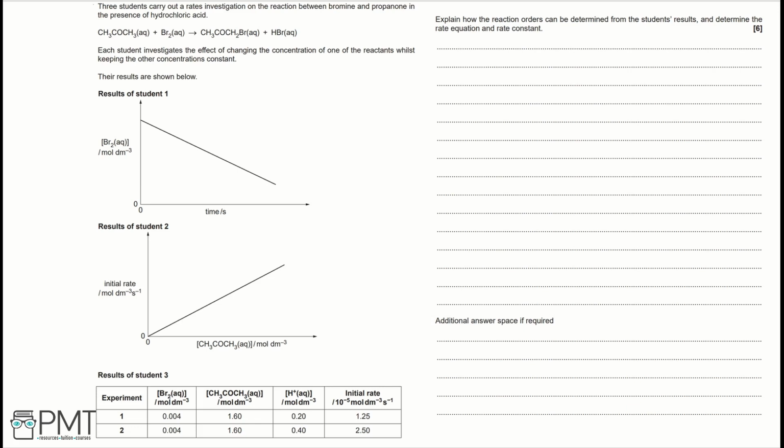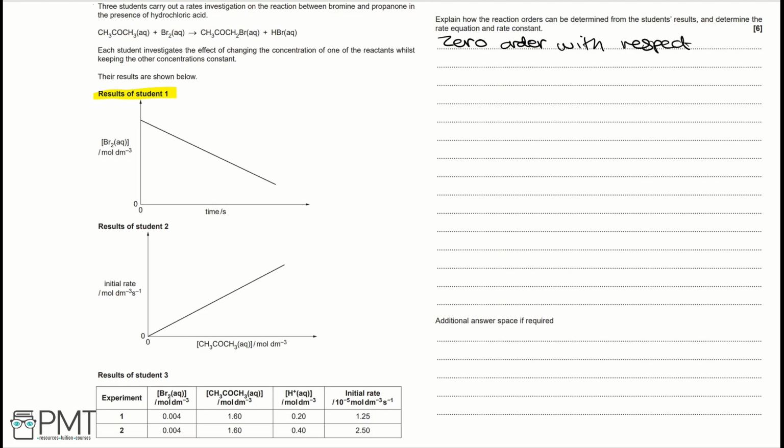Firstly, let's look at the order with respect to bromine. So this would be looking at student 1. What we can see from this graph is that the concentration of bromine decreases over time at a constant gradient, or constant rate. So that means it's going to have a zero order with respect to the concentration of bromine.